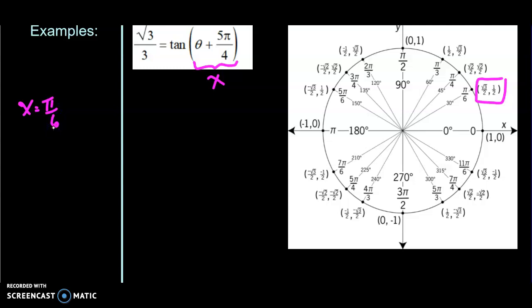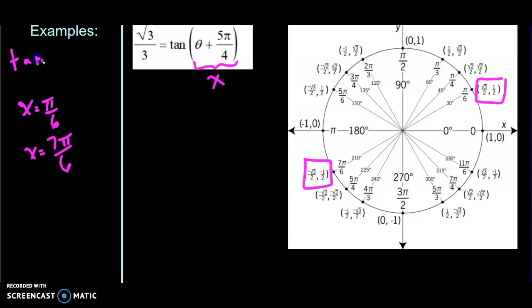I'm going to look for this same relationship because I want positive. Remember, they're symmetrical, so if we go directly, this would be negative, but if I go down, that's going to be positive. So this would be another time. So x could either be pi over 6 or 7 pi over 6. Remember, we're going from 0 to 2 pi. So those are the two times that I have tangent equal to that.